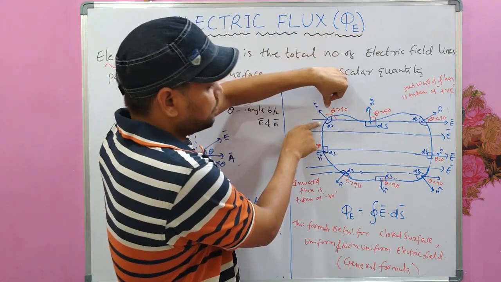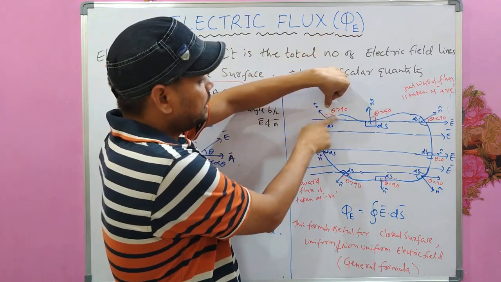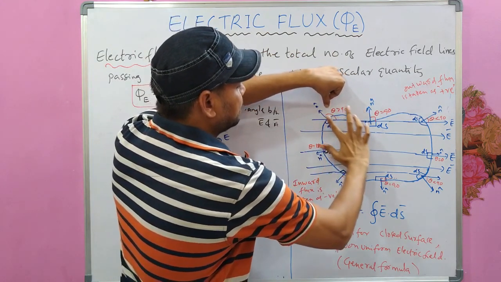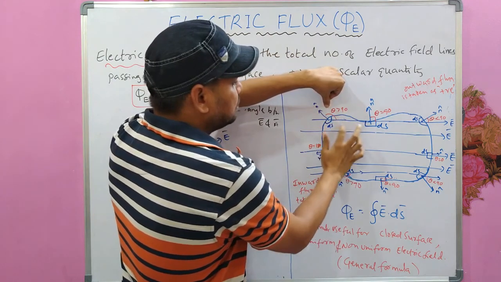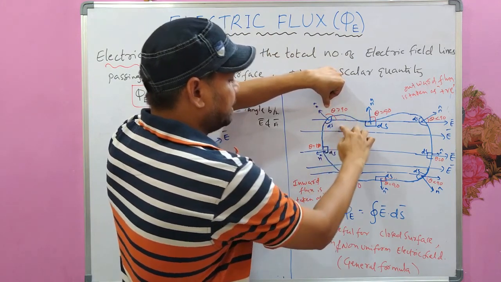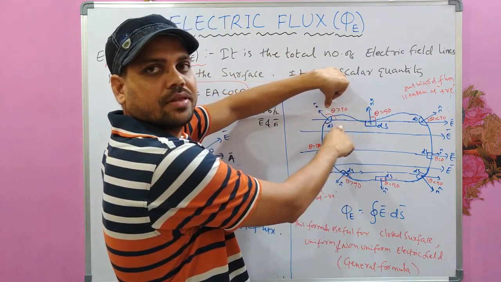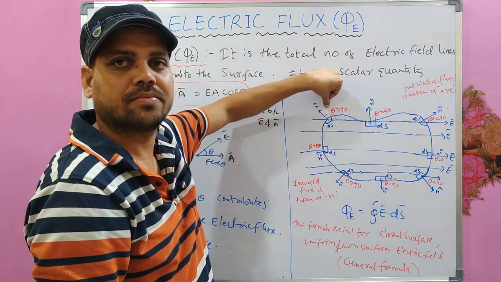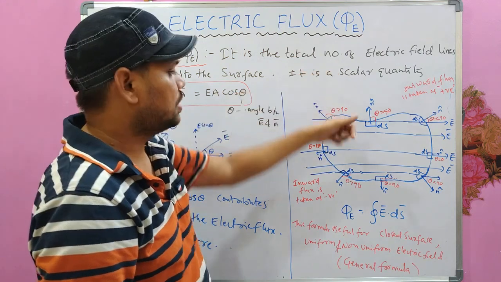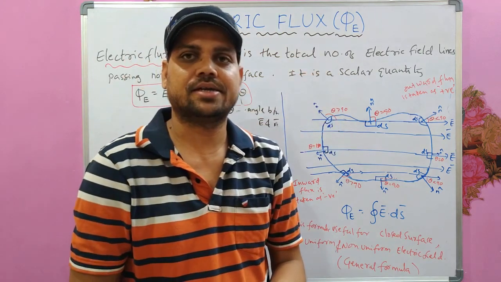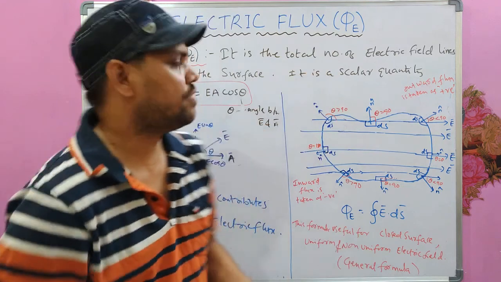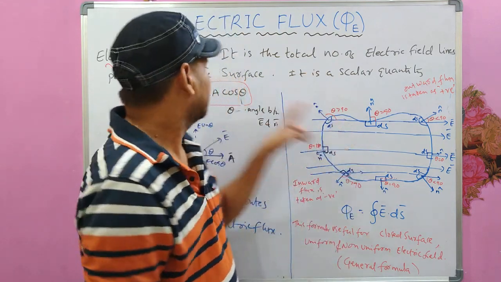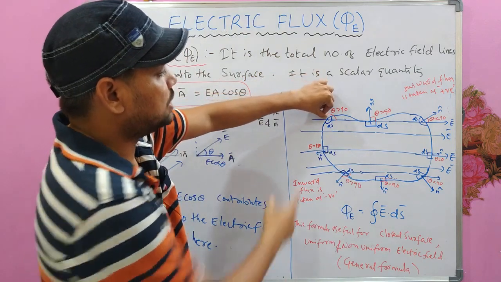Now come back here. Theta is greater than 90 here. I have taken one small segment here, its area vector direction is this way, and it is making an angle of theta greater than 90. See, if theta is greater than 90, what happens? The cos theta value will be negative. Flux will be negative here through this surface.